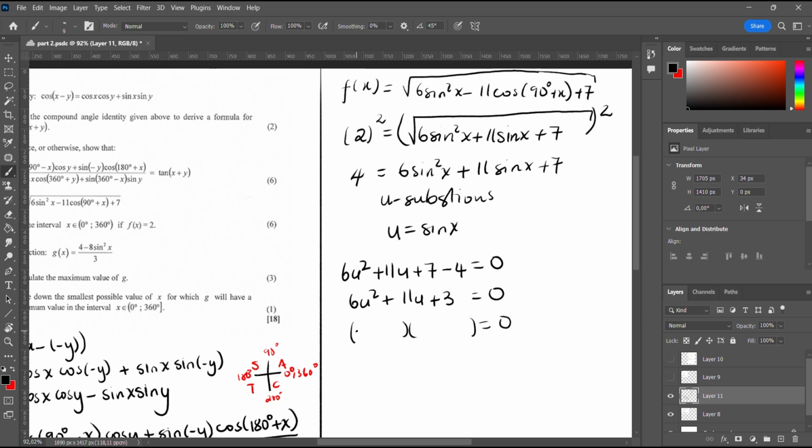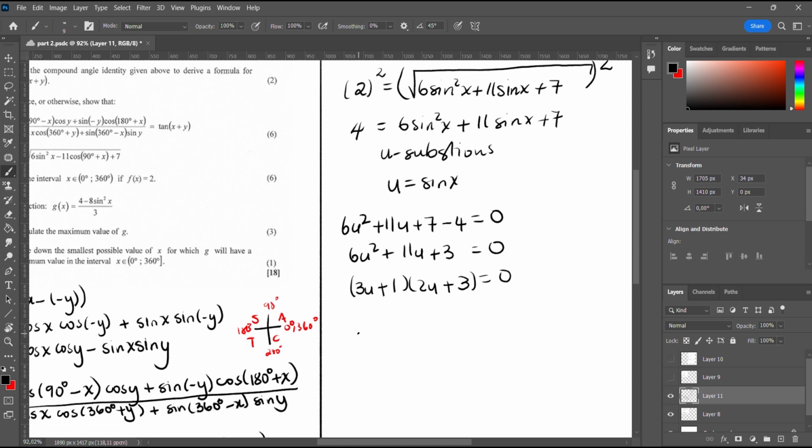We're going to have 3u and 2u, and we want to multiply that by 3 and then multiply by that 1, and I kind of lost it somewhere there, where this has to be positive. Like that. There we go. Therefore u equals negative 1 over 3, or u equals negative 3 over 2, right?